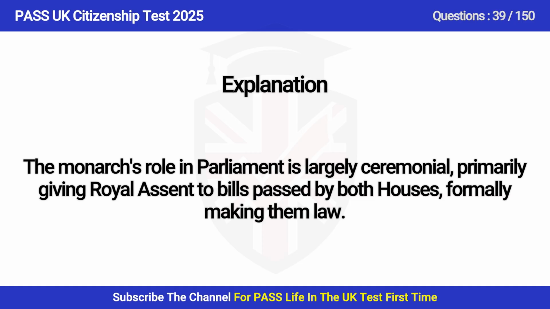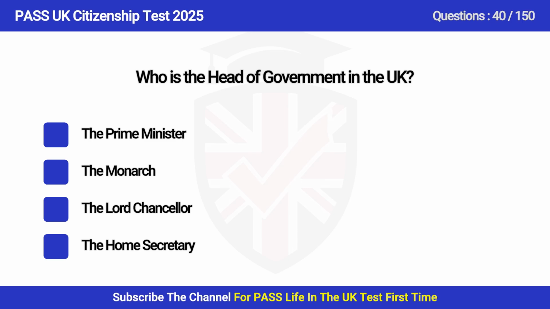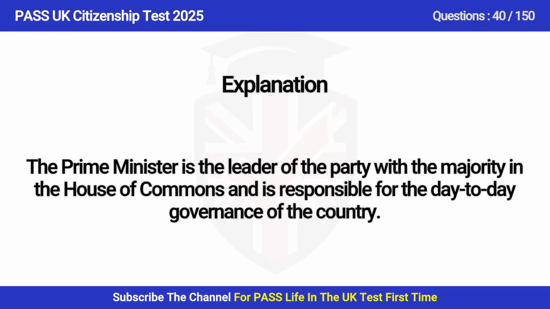Question 40. Who is the head of government in the UK? A. The Prime Minister, B. The monarch, C. The Lord Chancellor, D. The Home Secretary? Answer is A. The Prime Minister. The Prime Minister is the leader of the party with the majority in the House of Commons and is responsible for the day-to-day governance of the country.